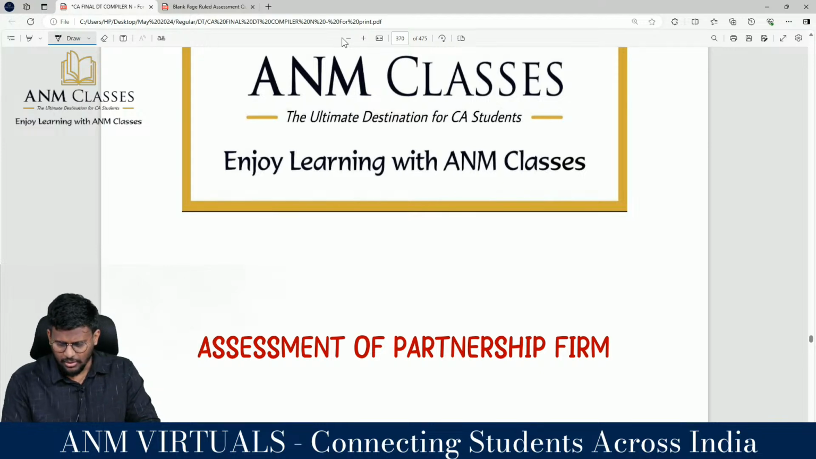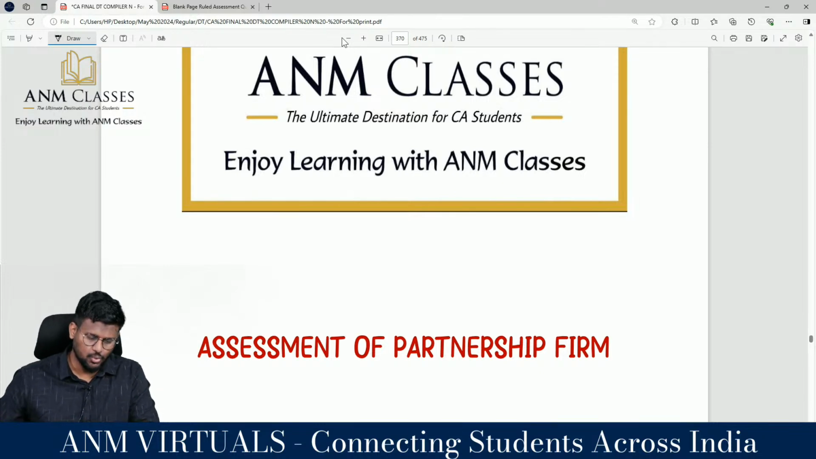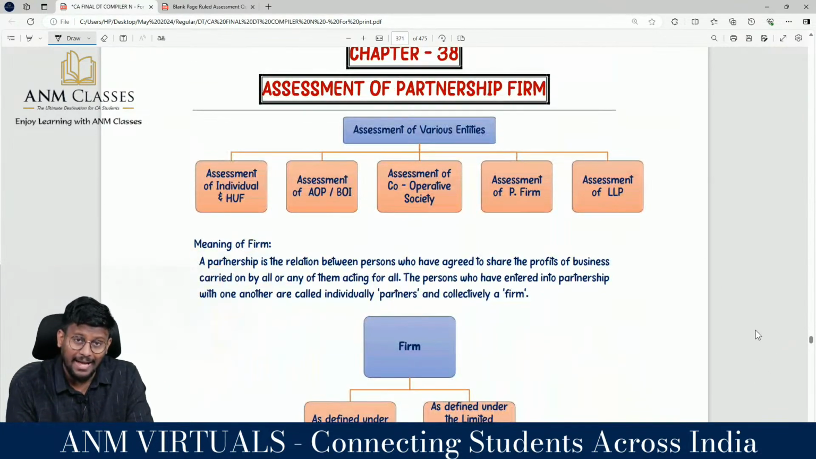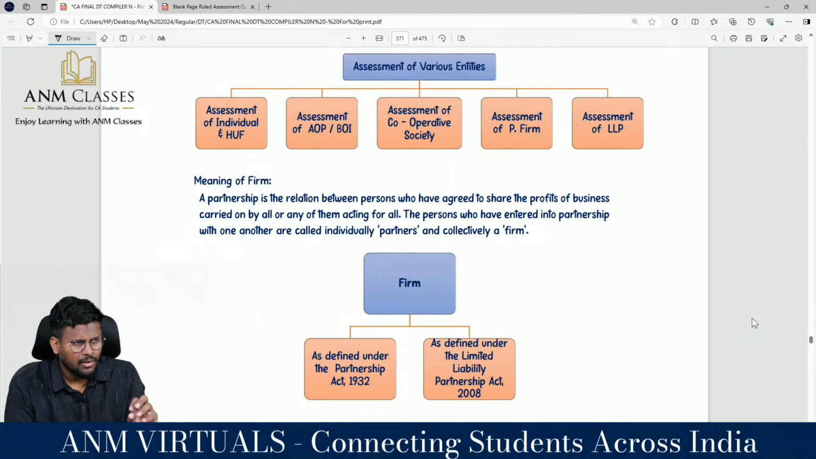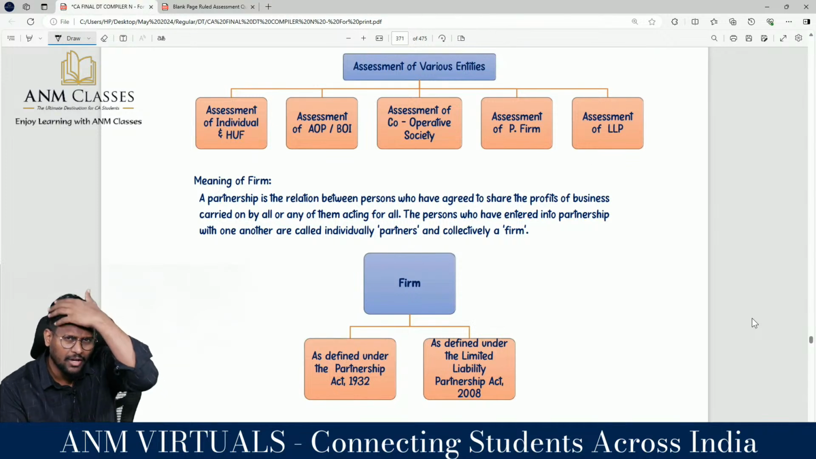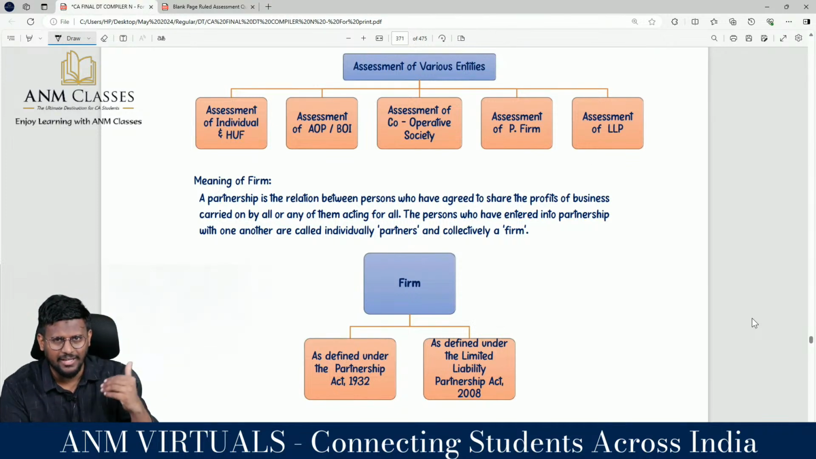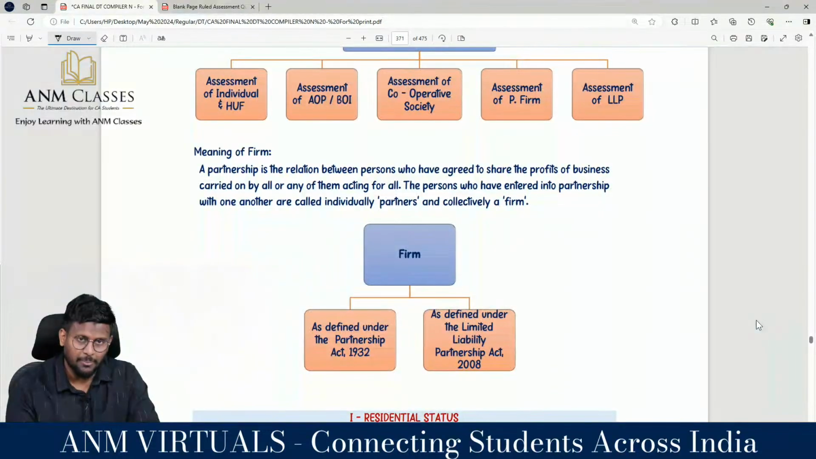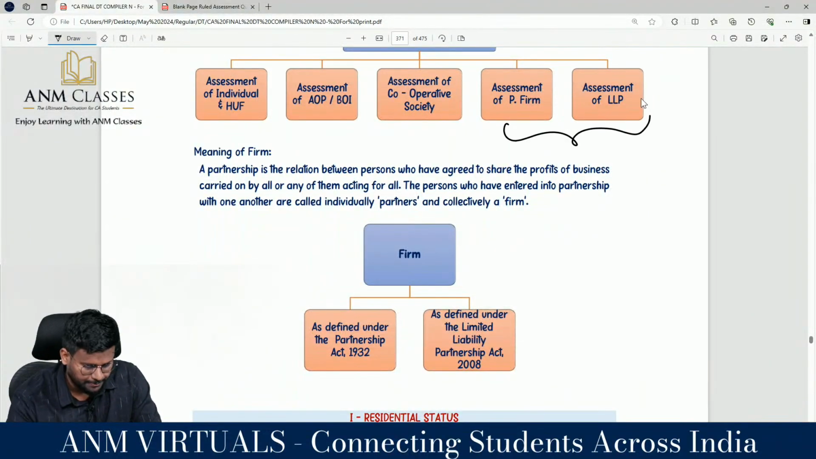In this slot, my dear lovable students, we are going to do a very good topic called assessment of partnership firm and LLP. There are only a few little sections to be added to that topic, because what we have discussed in IFOS, capital gain and PGBP is squarely applicable for this also. So it's a very easy topic, partnership firm and LLP.